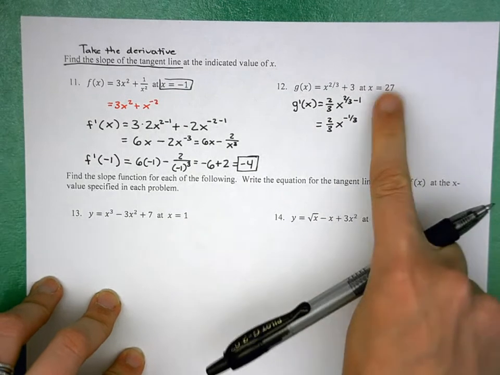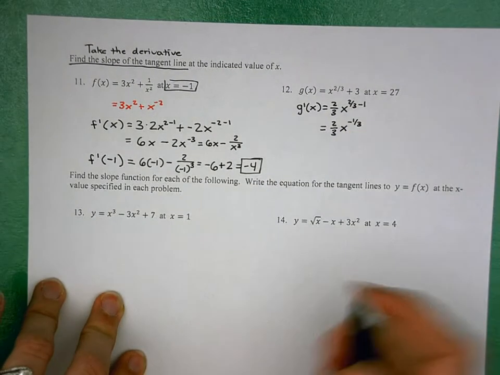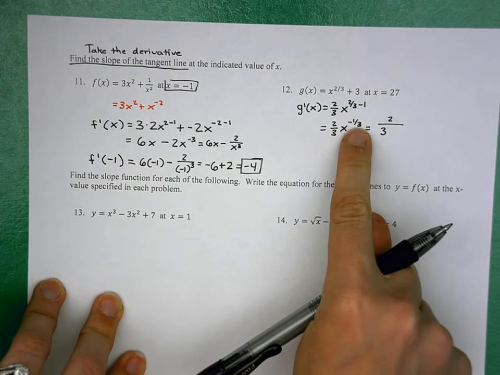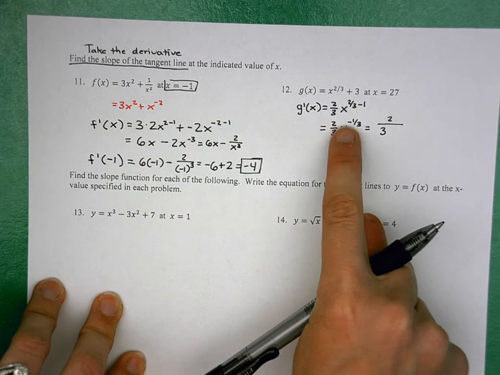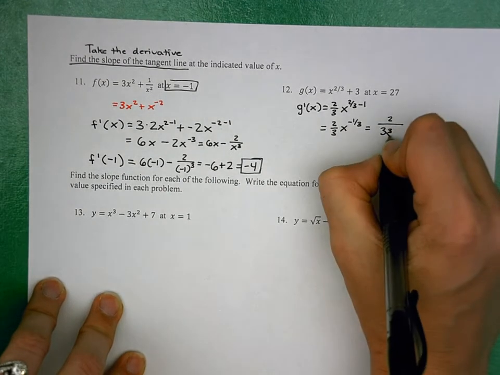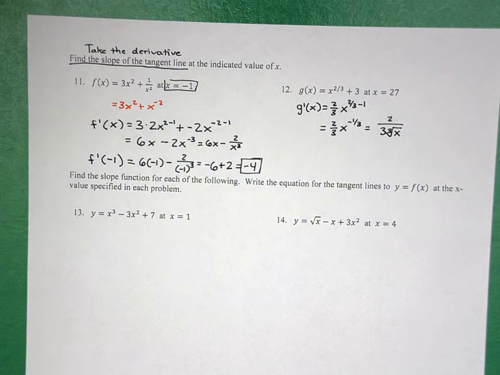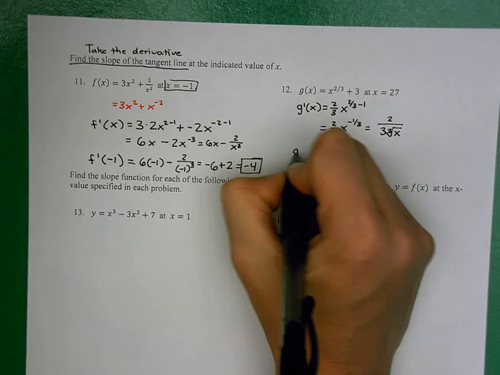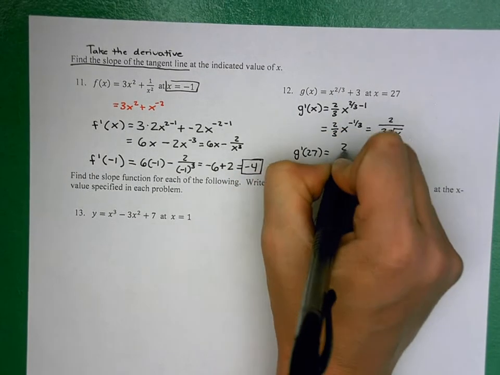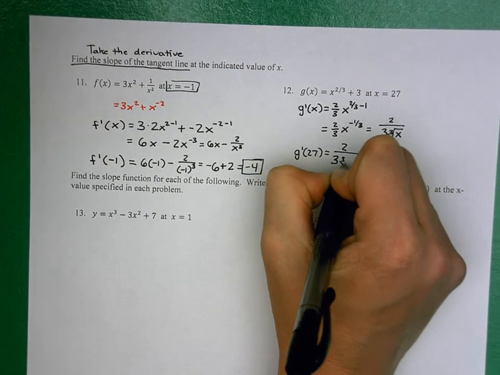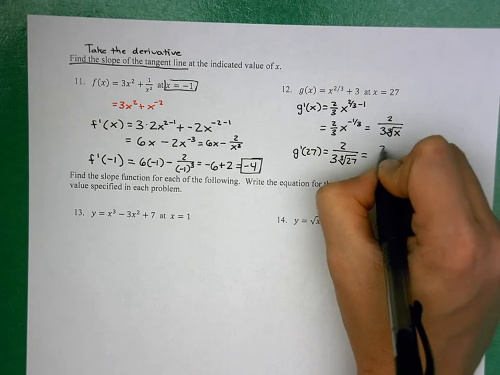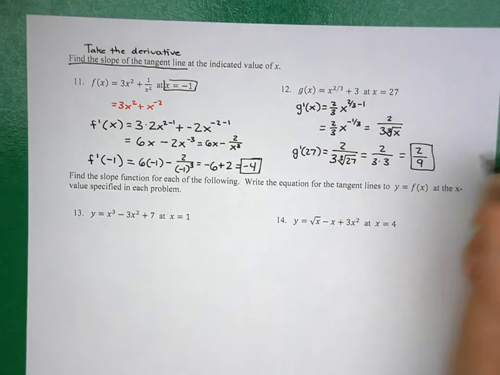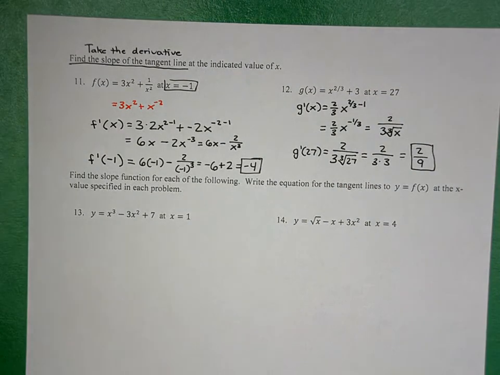Which again, we're going to have to plug 27 in, so if you're comfortable plugging it in there, great. I'm going to go ahead and rewrite this so I can see this is a cube root, 1/3, in the denominator because of that negative. So I'm going to rewrite it like that. Okay? And then plugging in 27, so we're going to write g prime of 27 is 2/3 times the cube root of 27. Well, the cube root of 27 is 3, and so this is 2/9. Okay?